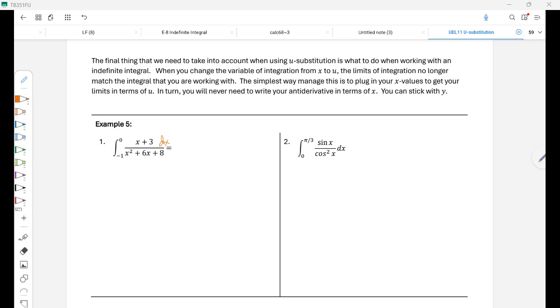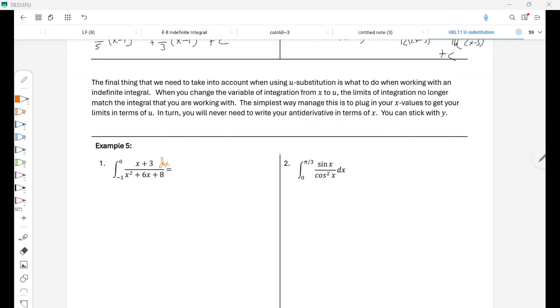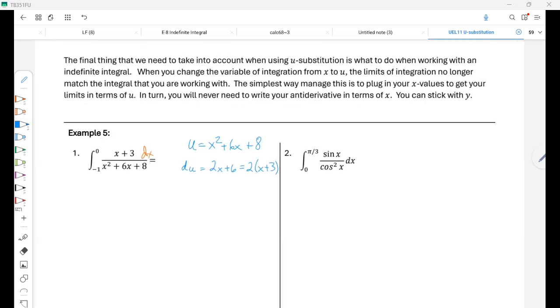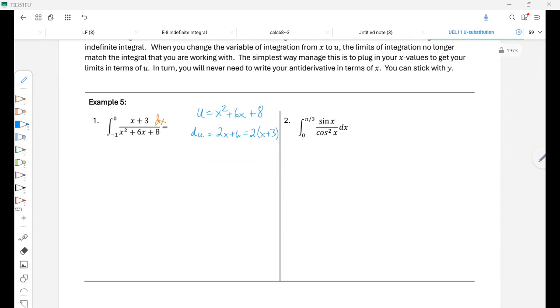So we are going to make, in this case, stick with my color coding, u is blue. U equals x squared plus 6x plus 8, which makes our du 2x plus 6, which is equal to 2 times the quantity x plus 3. But we don't have 2 times the quantity x plus 3, dx.